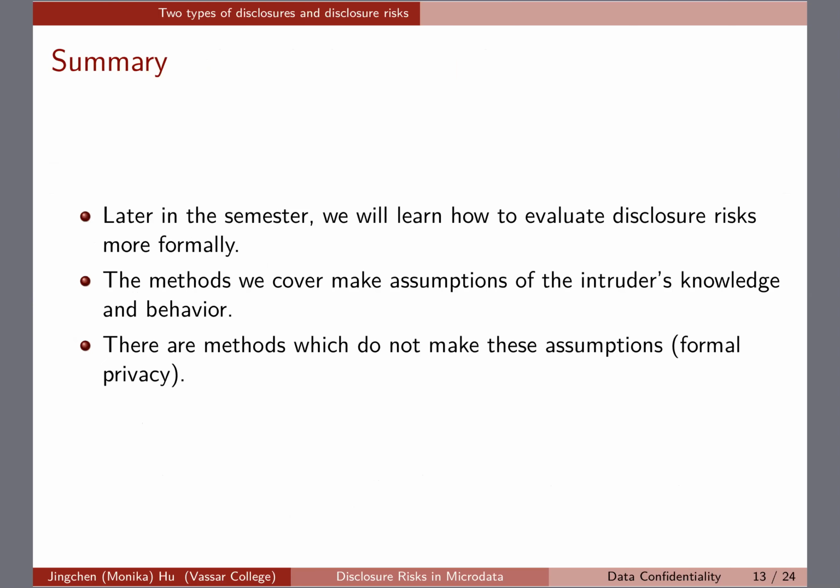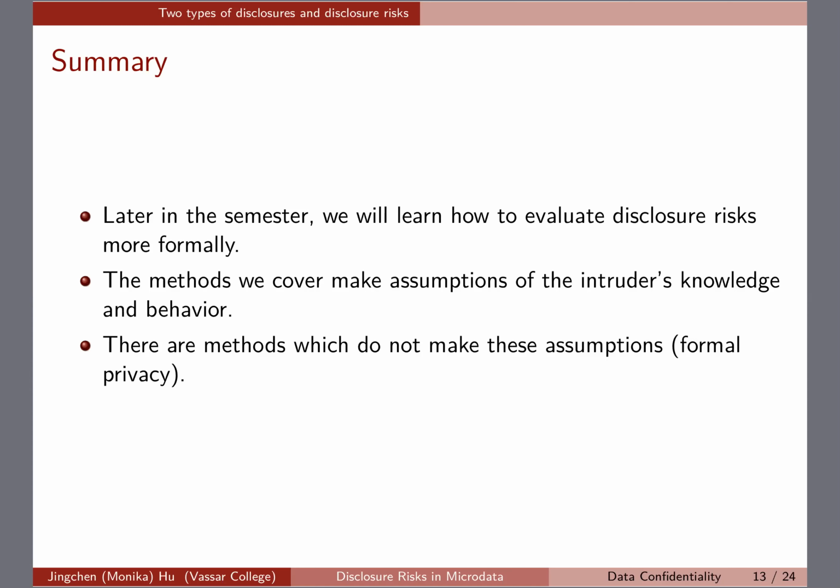All right. So okay, quickly a summary here. Later in the semester, we'll learn more formally how to evaluate disclosure risks. Right now, we're just setting the stage to give you an idea of what we care about. And the methods we cover, just what we're talking about just now, actually, as you notice, make assumptions about the intruder's knowledge. What we mean by this is, well, I need to assume that I know my neighbor is, first of all, in the survey. And second of all, I have to assume that I know 3 attributes or variables about him, which is sex, race, and marital status, right?